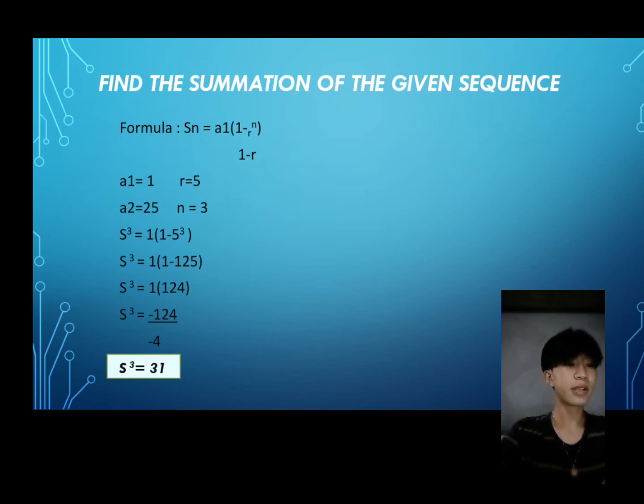So the sum equals 1 times 1 minus 125. That equals 1 times negative 124. So the sum equals negative 124 over negative 4, and the answer is 31.